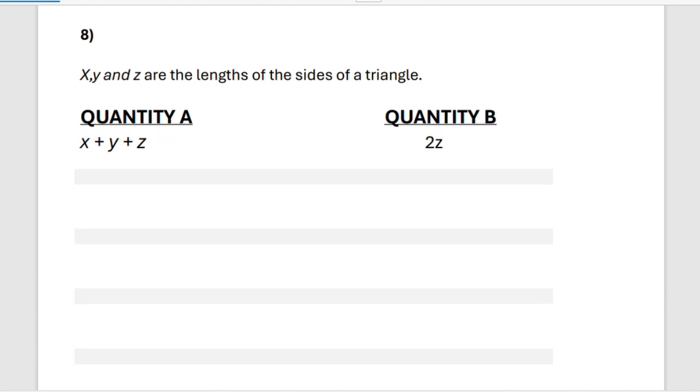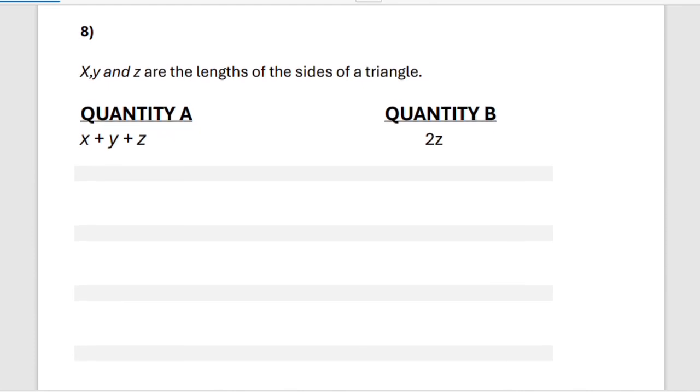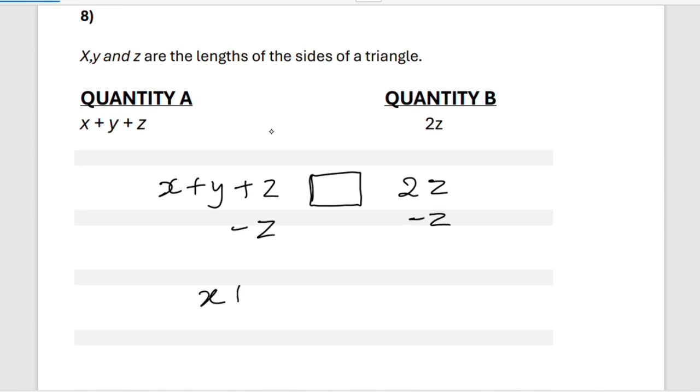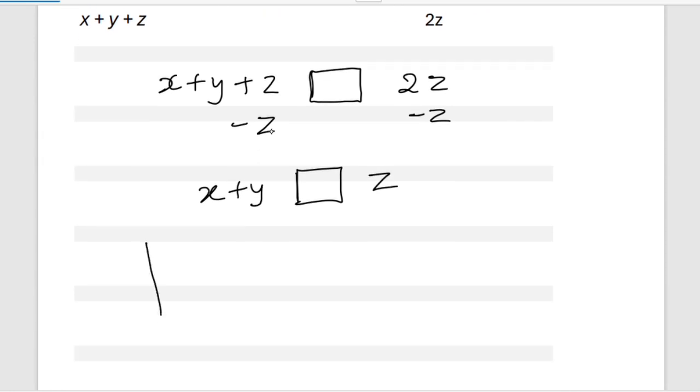For the next one, we have that X, Y, and Z are the lengths of the sides of a triangle. So we want to compare these two, but let's put this together. This is X plus Y plus Z. We don't know what the relationship is here. This is 2Z. We can subtract Z from both sides, and this will give us X plus Y, and this is Z. Okay, and we know this is just in the form of a triangle of this form.